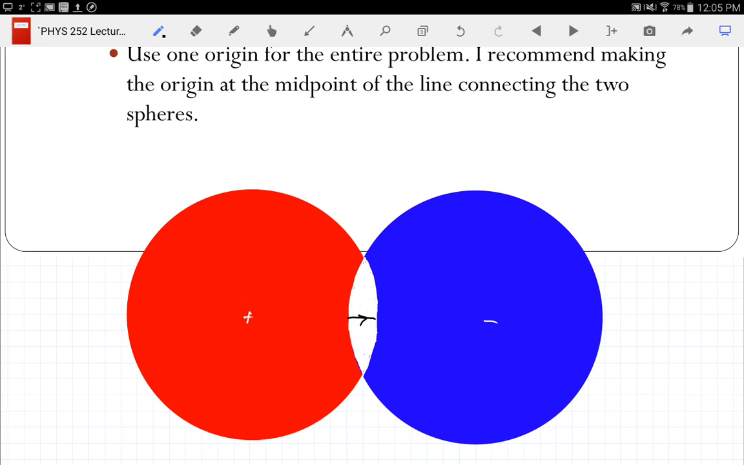What about the blue sphere? What should you have for your Gaussian surface there? A sphere. And where should it be centered? The center of that one. Okay, so we have that straight. Simple enough. What should you use for your coordinate systems?